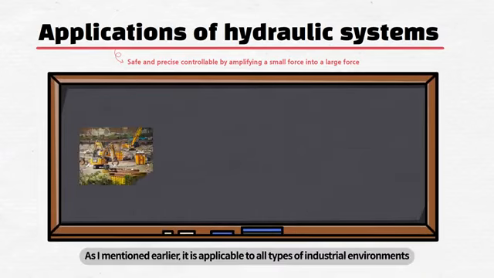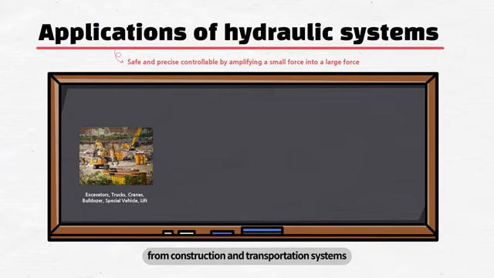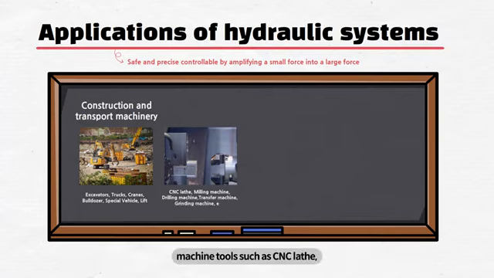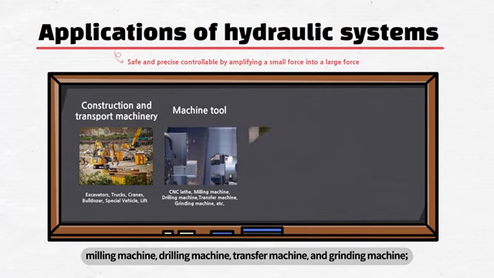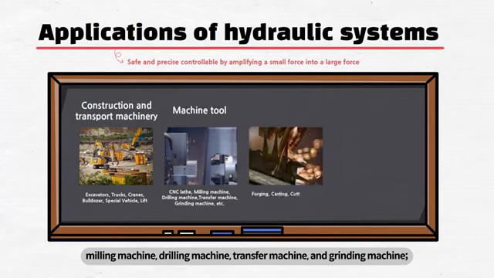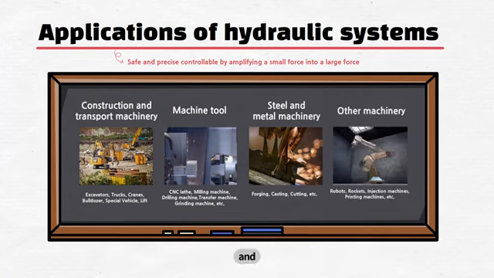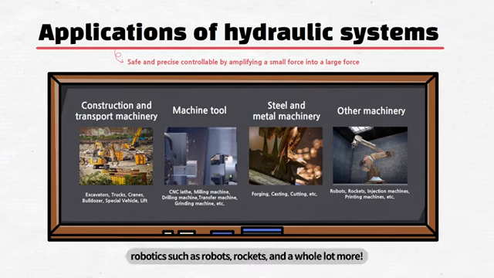As I mentioned earlier, it is applicable to all types of industrial environments, from construction and transportation systems such as excavators, trucks, cranes, bulldozers, special-purpose vehicles, and lifts. Machine tools such as CNC lathe, milling machine, drilling machine, transfer machine, and grinding machine. Steel and metal machinery such as forging, casting, and cutting. And robotics such as robots, rockets, and a whole lot more.